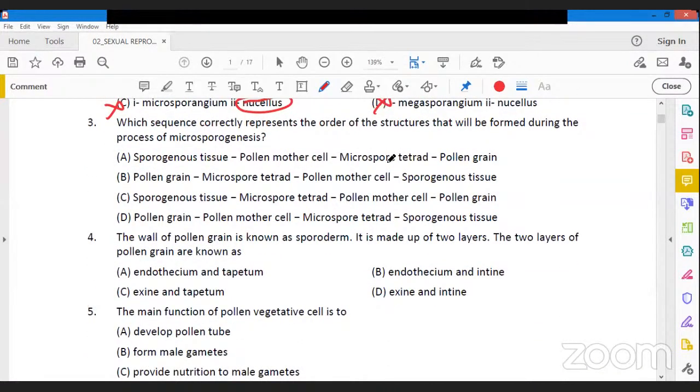Which sequence correctly represents the order of structures that will be formed during the process of microsporogenesis? They are asking in which sequence the cells occur from start to end. So look into it and answer, students.